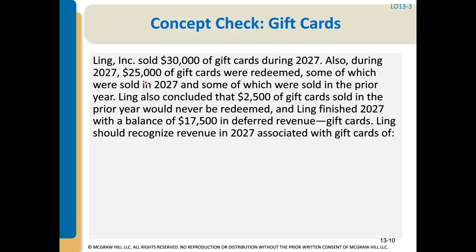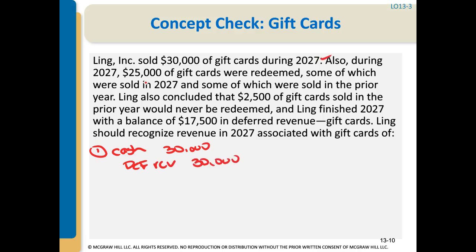Another example: Ling Inc. sold $30,000 of gift cards during 2027. So I'm going to go through and write out the entries as we go along. Entry 1 is that they sold $30,000 of gift cards. They're going to debit cash, $30,000, and credit deferred revenue, $30,000.